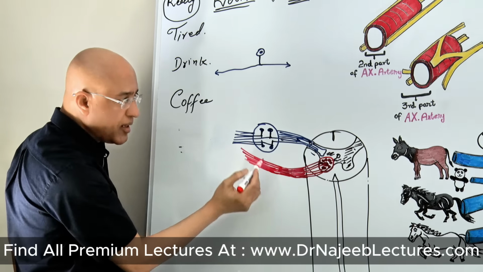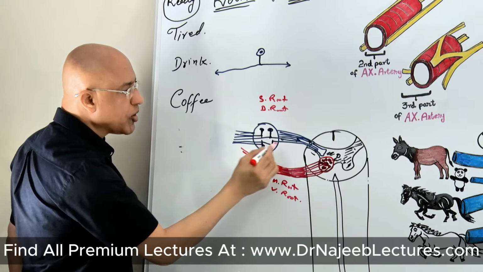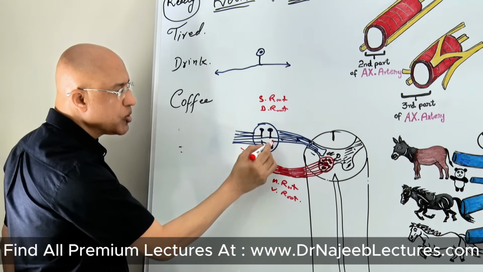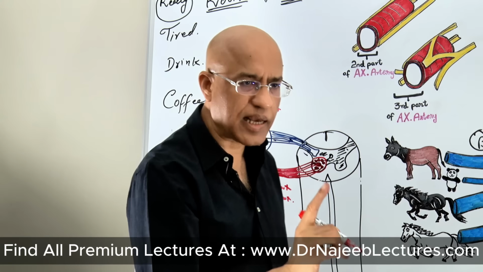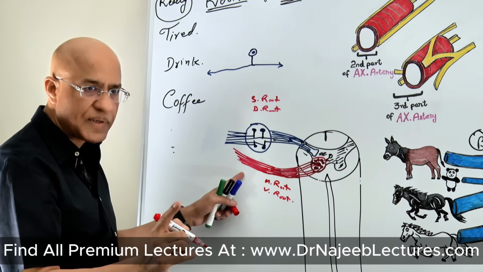Now, this is motor root, or ventral root. This is sensory root, or dorsal root. And of course, dorsal root has dorsal root ganglion. Ventral root does not have any ganglion.